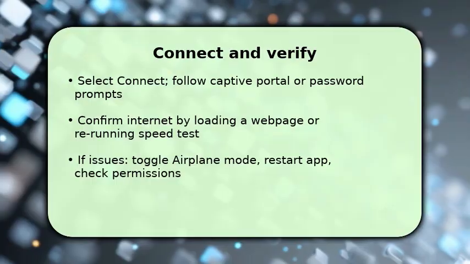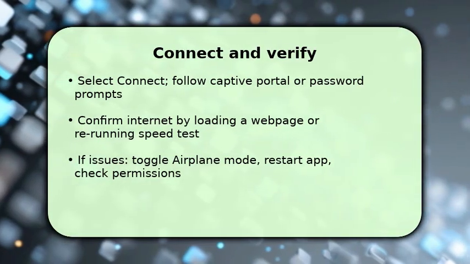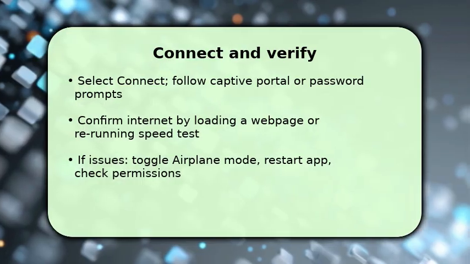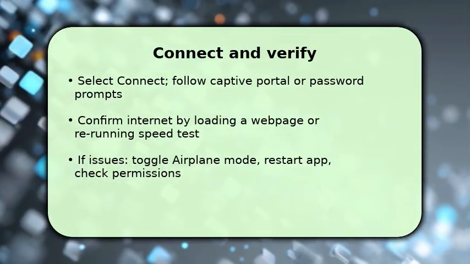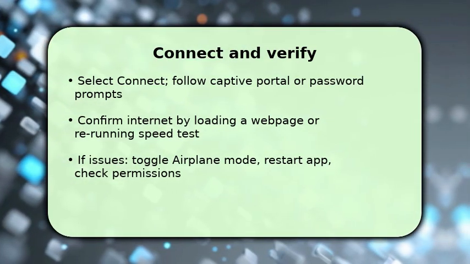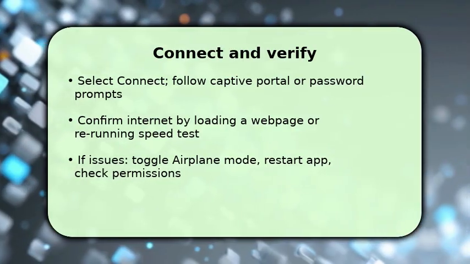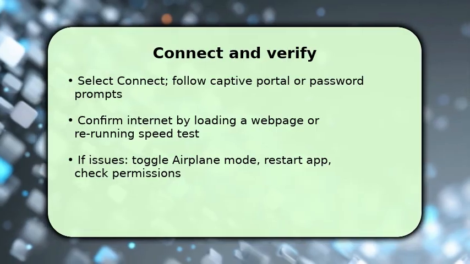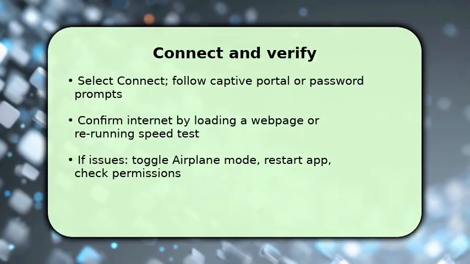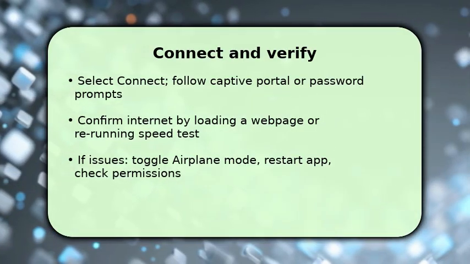Select Connect and follow authentication. Enter a password or complete the captive portal login. You should see a connected status. Verify by loading a web page or rerunning the speed test to confirm usable bandwidth. Once confirmed, save network credentials if the app offers secure storage and mark as trusted.